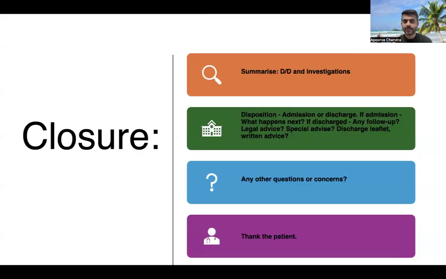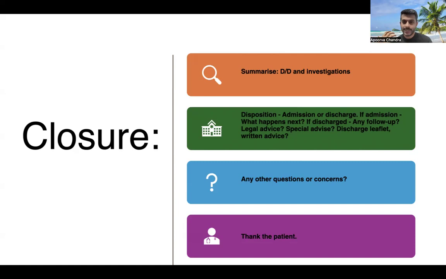Now, once you've dealt with all this, you come to the closure, wherein you summarize your findings, or summarize what you understand from the history. Then you come to the differential diagnosis, and depending upon the differential diagnosis, you also talk about what investigations you want to do. Next is the disposition. This means you'll have to decide if you want to admit the patient or discharge the patient. If you're admitting the patient, you need to talk about what happens next. And if you're discharging the patient, same thing as well.